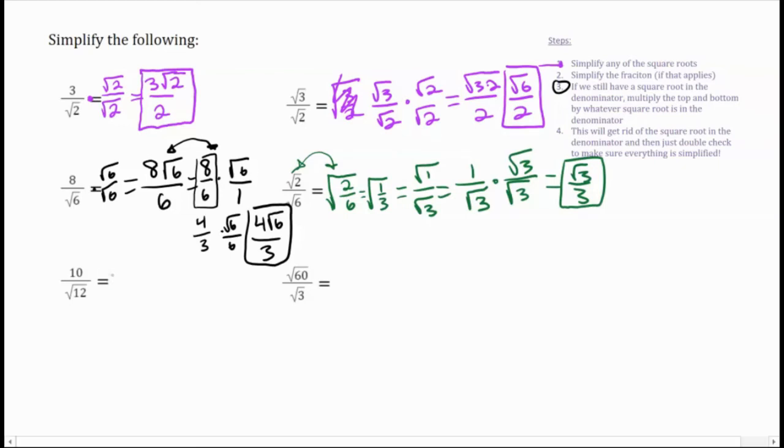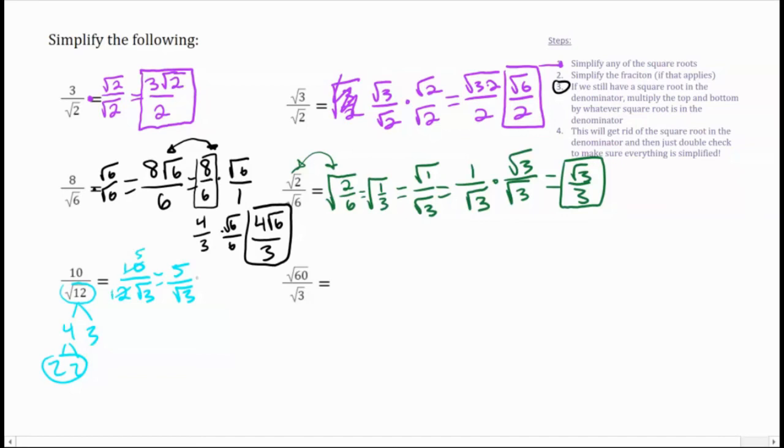Next one here, 10 over square root of 12. So I'm actually going to simplify this square root first. I know that the square root of 12 is 4 times 3, 2 times 2, which tells me that that's really 10 over 2 root 3. Now I can simplify this fraction. 10 over 2 is really just 5 over 1. So this becomes 5 root 3 because I'm simplifying this.